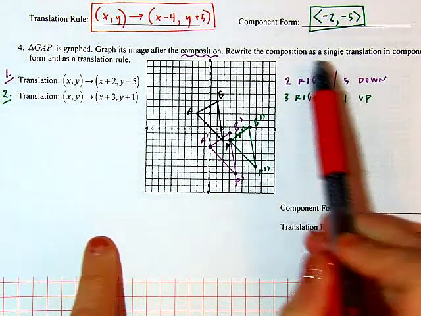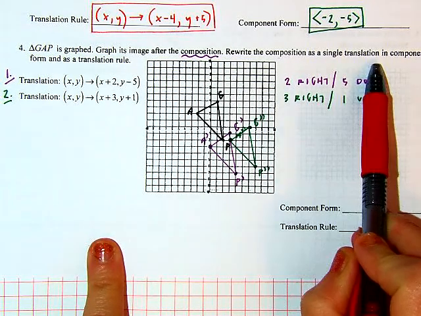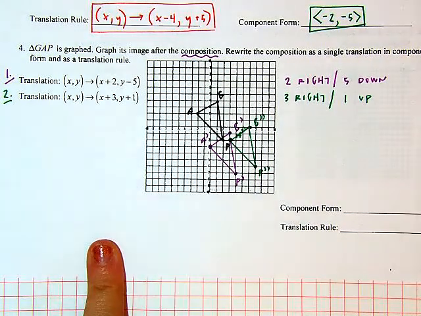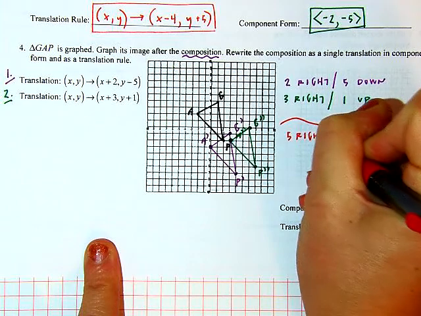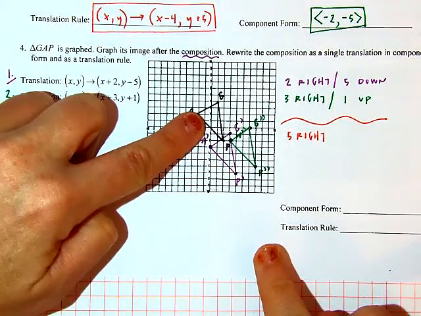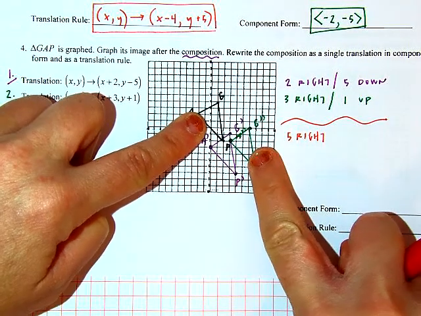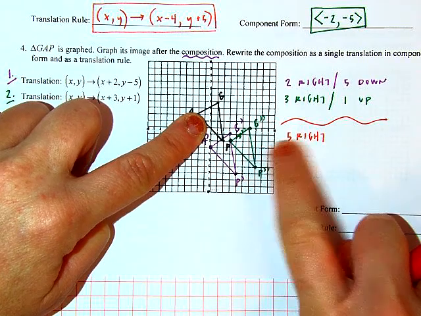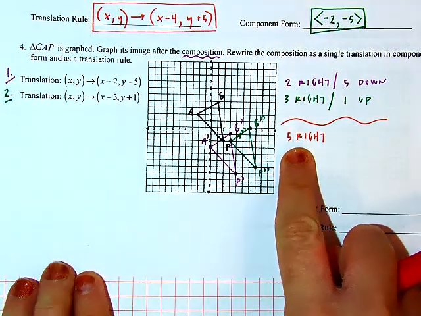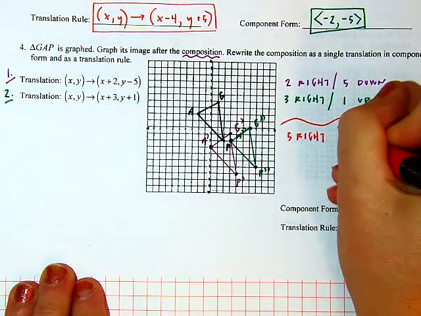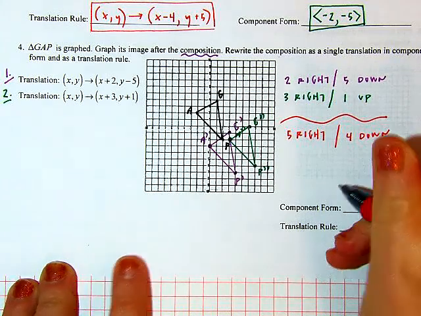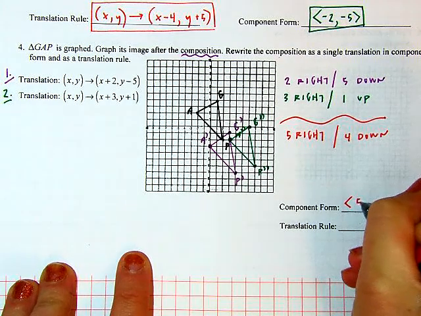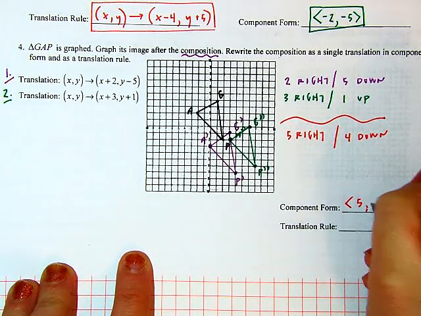Okay, lastly, it's saying, well, now write the composition as a single translation in both formats. So here I can see, okay, overall, we went 5 right. Right, we're thinking what got us from here, the initial pre-image, to our final image here in green. So here we see, okay, we went 2 right, 3 right, 5 right total, 5 down, 1 up. We are still 4 down from the original figure. So in component form, in those pointy brackets, we would say positive 5, that's 5 to the right. 4 down is negative 4.